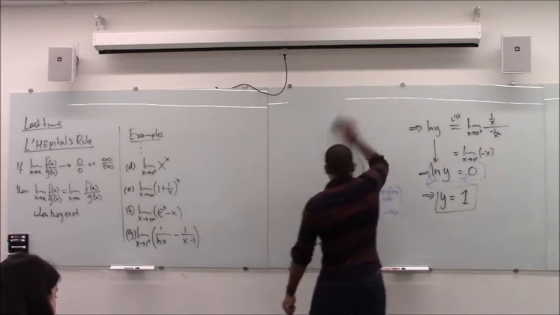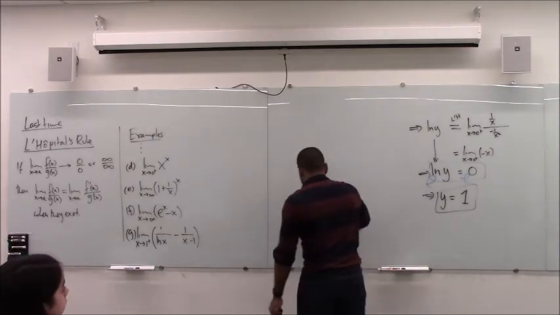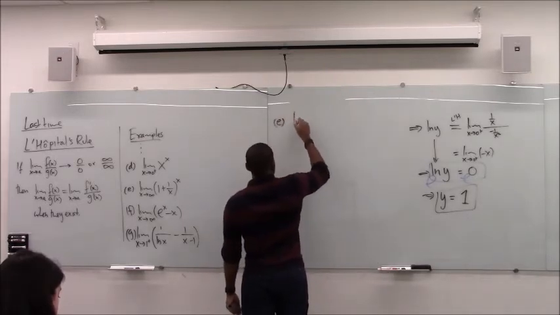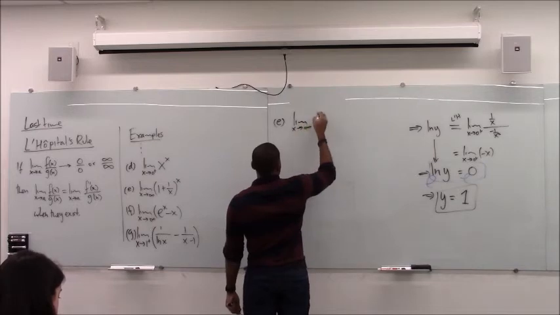Okay, so for E, now that we've seen that technique, how do you think E is going to work out? I want to do the limit as x approaches infinity.